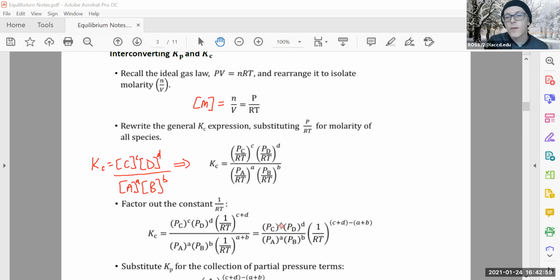So if your coefficients are a numerator, we add them. So C and D as coefficients in the numerator, we add them. Likewise, A and B as a denominator, we add them. But when we look respectively at the numerator and the denominator, we subtract them. Okay.